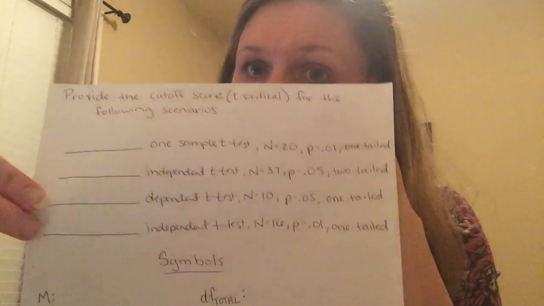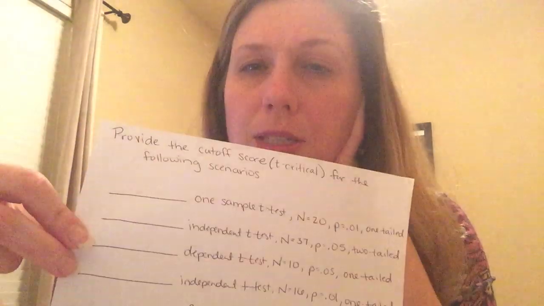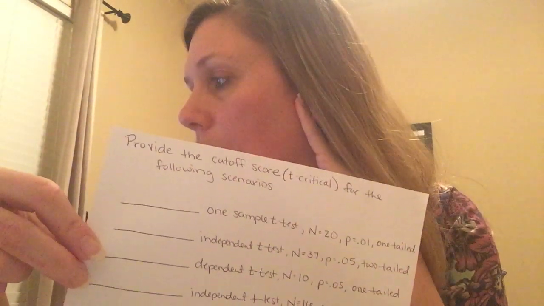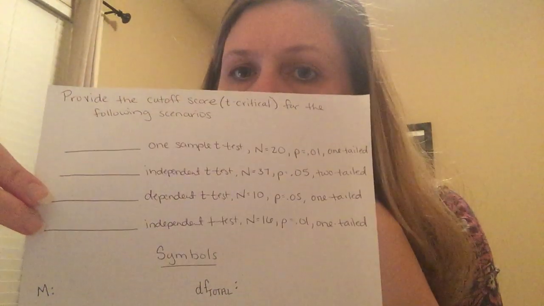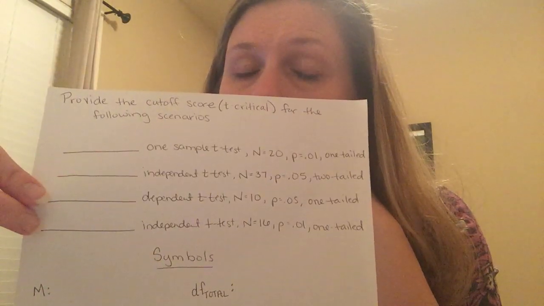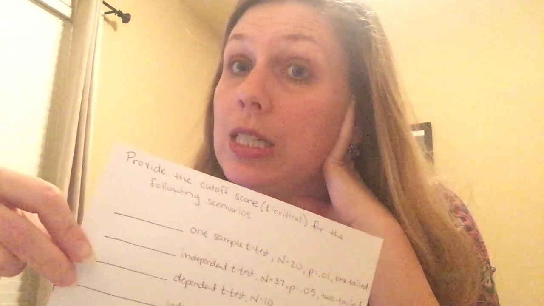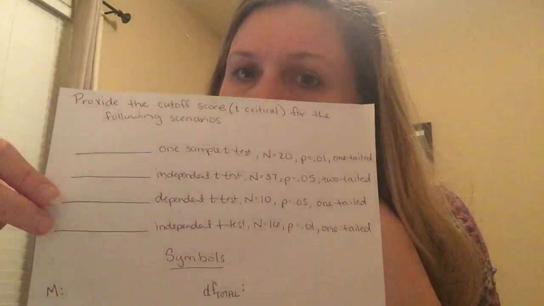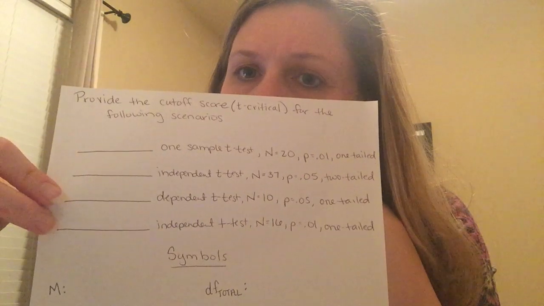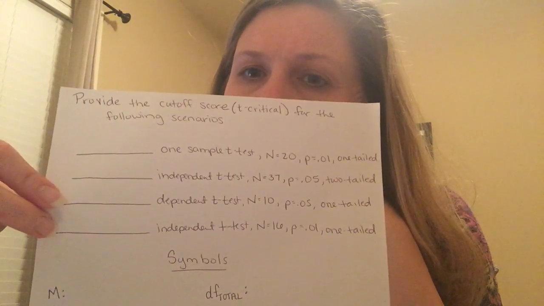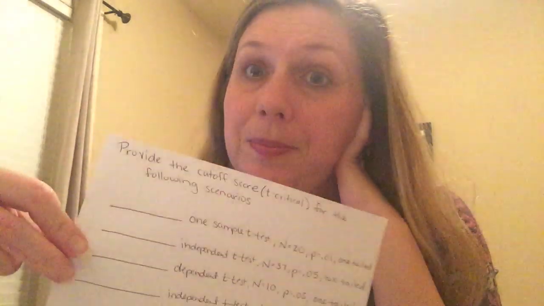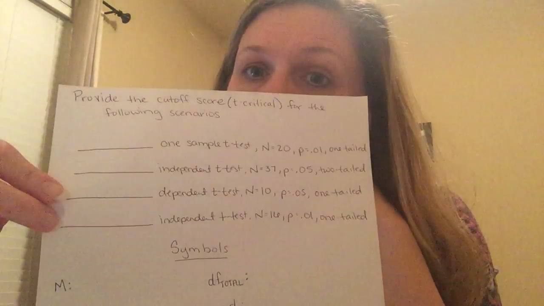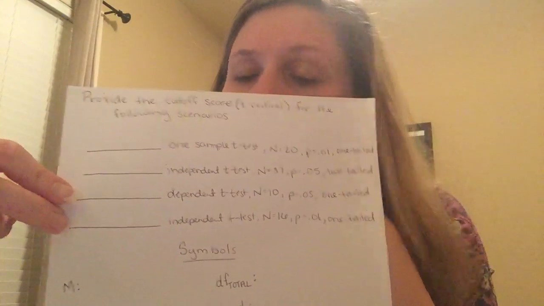Okay. All right, so remember there's 3 different things that we need to have for finding our cutoff scores. We need the p-value, which we have, 0.01. We need to know if it's one-tailed or two-tailed. It is one-tailed. And we need the degrees of freedom. Now, they don't give us the degrees of freedom here. They give us the N. And so in a 1 sample t-test, our degrees of freedom would be what? Okay, so our N is 20, so 20 minus 1 is 19.